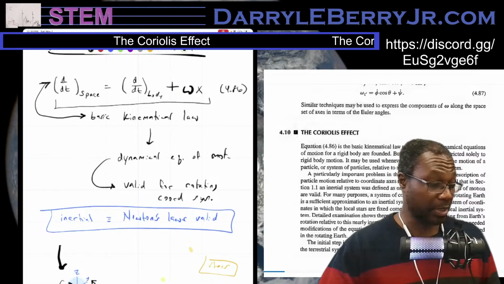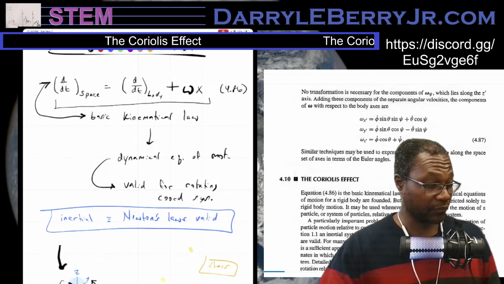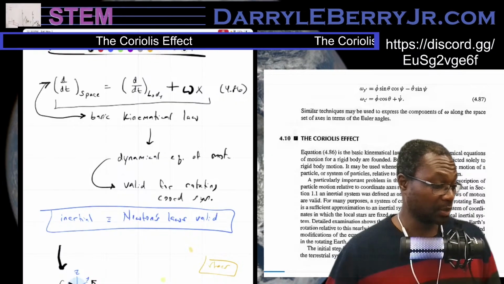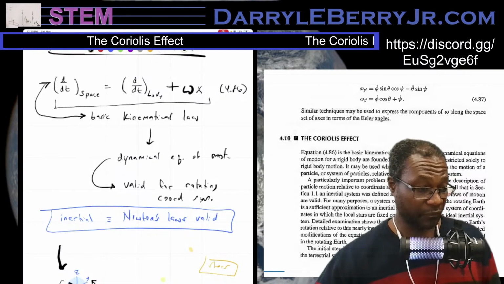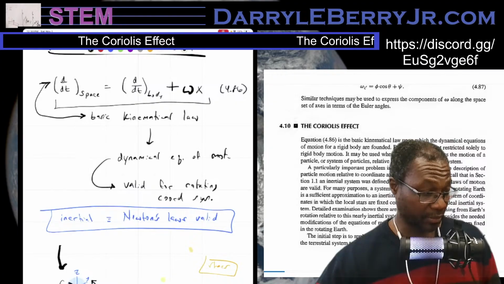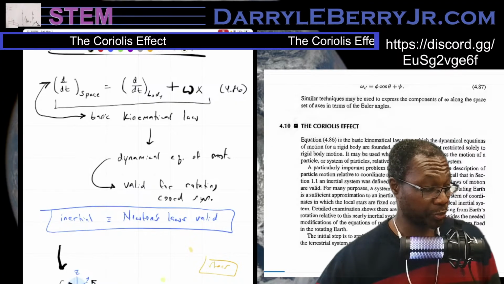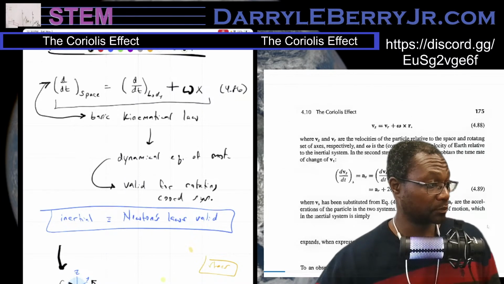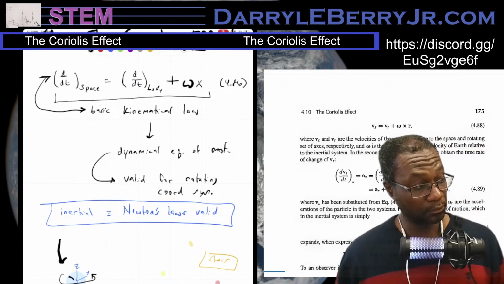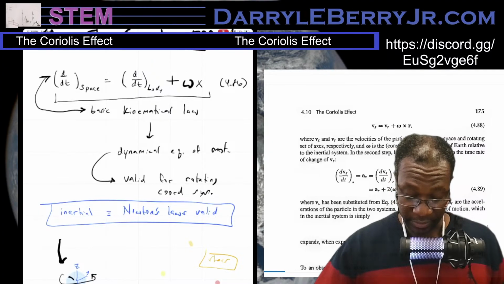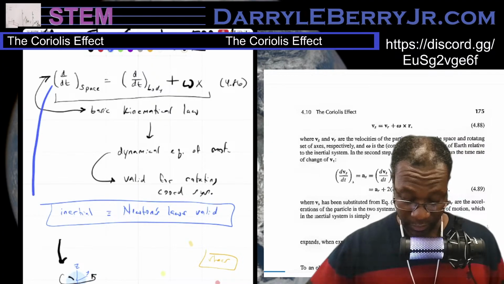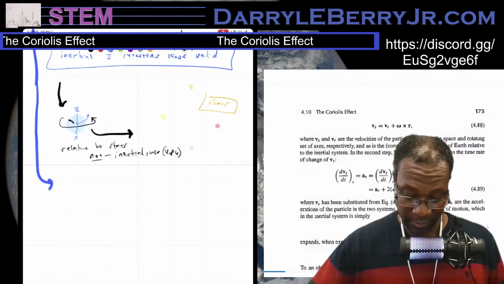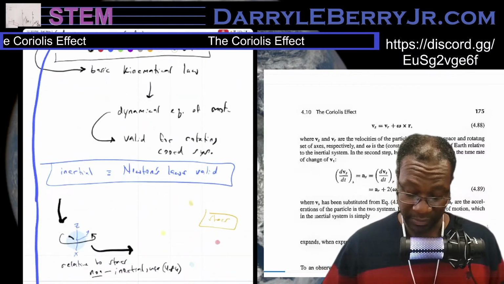The initial step is to apply equation 4.86 to the radius vector r from the origin of the terrestrial system to the given particle. Okay. So what I'm going to do is apply this down here. I'm going to write it over first.